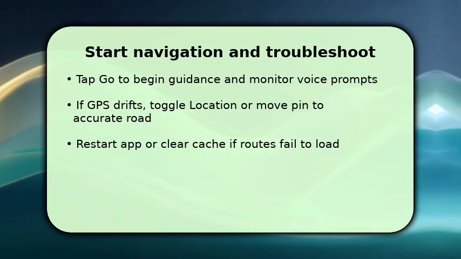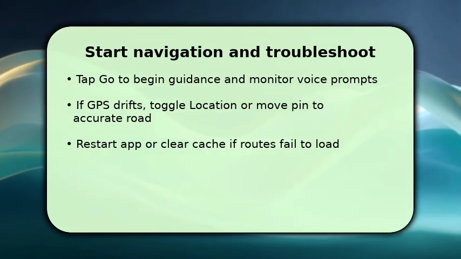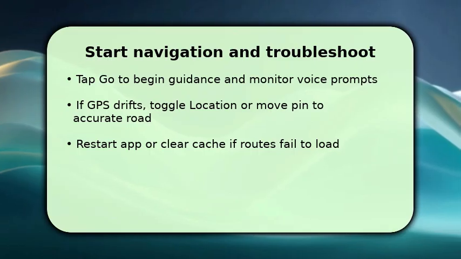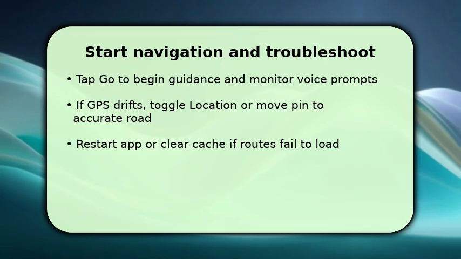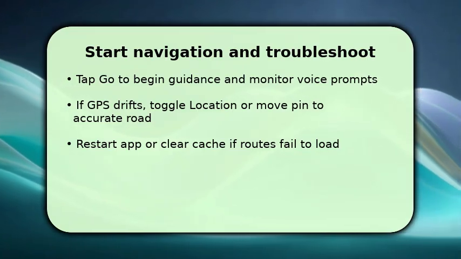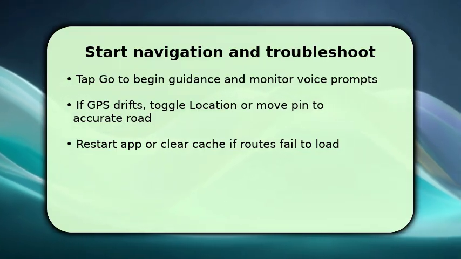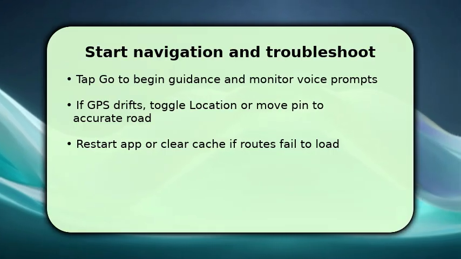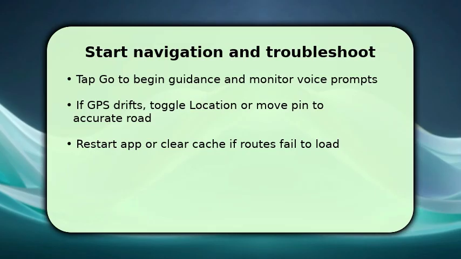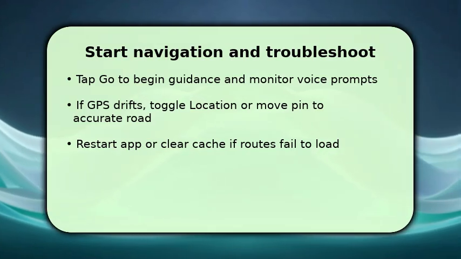If the map jumps or GPS drifts, pause navigation, toggle location off then on, or move the pin onto the correct road to force a reroute. If routes fail to load, restart the app, check mobile data or Wi-Fi, and clear app cache. This resolves most loading issues and ensures Waze can fetch up-to-date traffic and map segments for accurate directions.